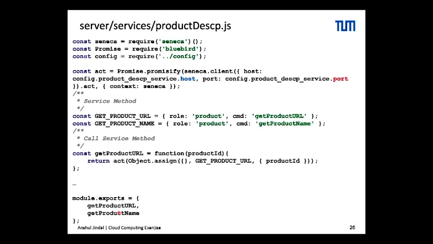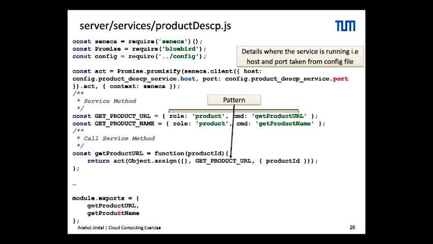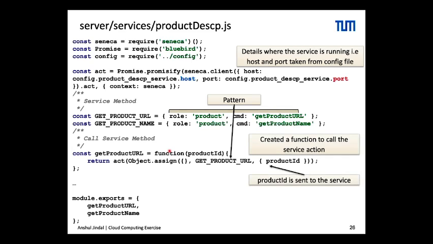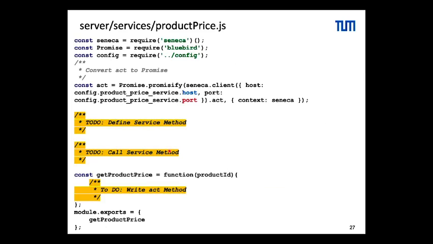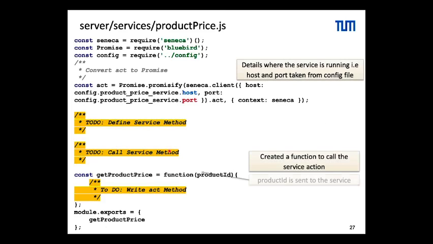Similarly, for the product description, you can see there are two patterns. One is a product and the get product URL, and both need to be calling these individual microservices. And lastly, the product price, where you have to define the service method, the pattern, and everything, and then export this get product price to the server, where the server would be calling this.